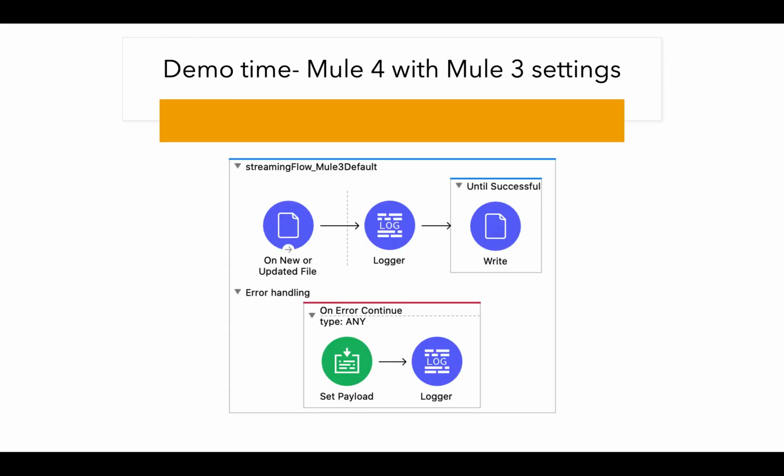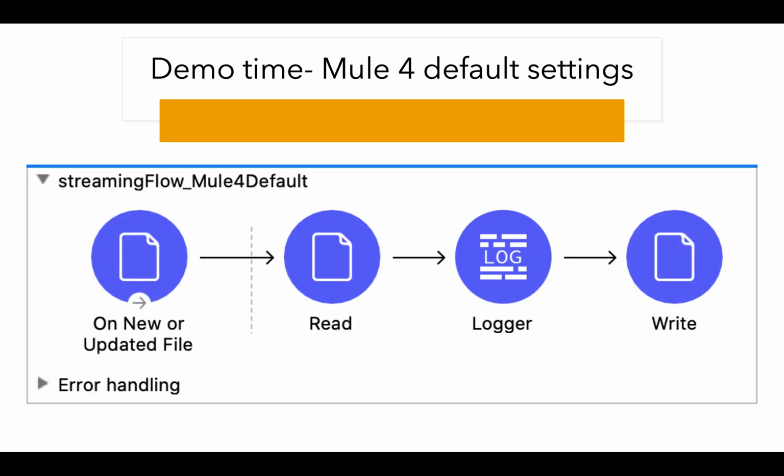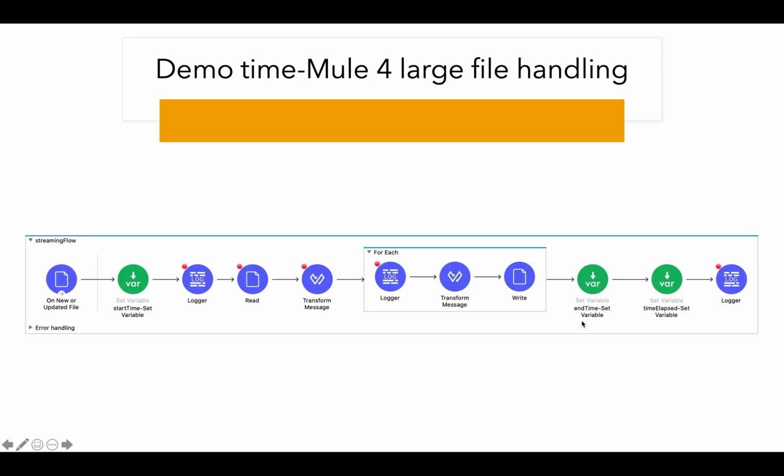So I have covered this particular Mule 4 with Mule 3 settings, and even this one in which I have shown you that even if it is being consumed at this logger, it is still available for consumption at the write file activity. The last one I am trying to showcase here will be Mule 4 large file handling. We will be triggering this flow with the update of a particular file. This is the start time, just to make sure we are doing basic housekeeping activities, like when this flow is initiated and when it ended, so that I can calculate some time elapsed.